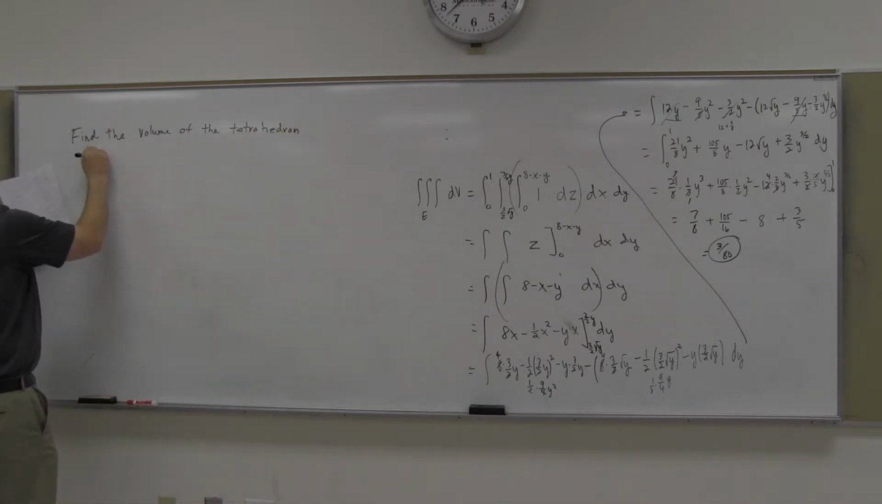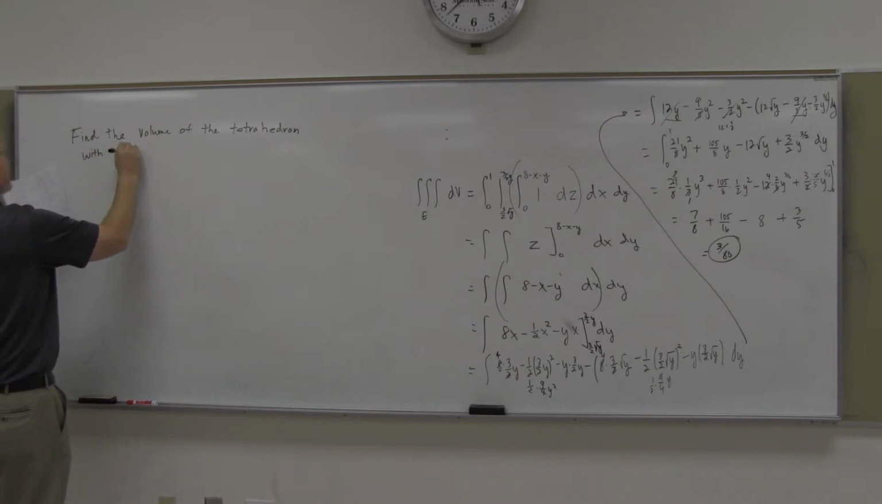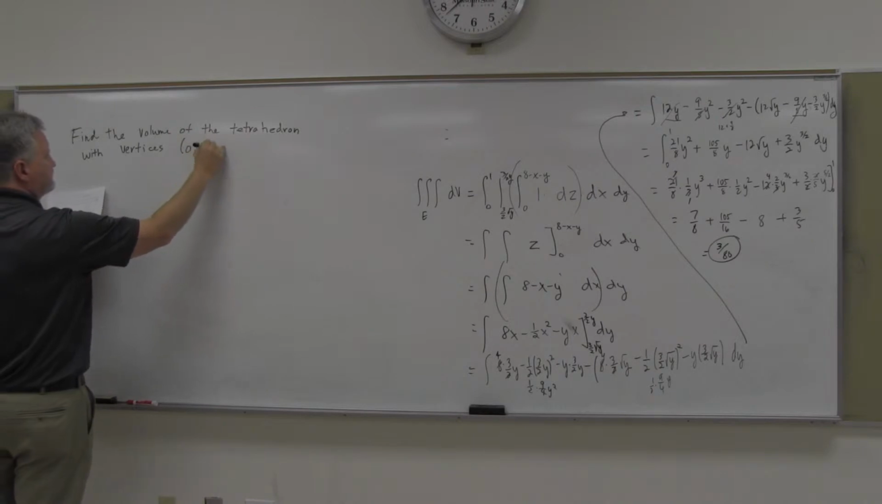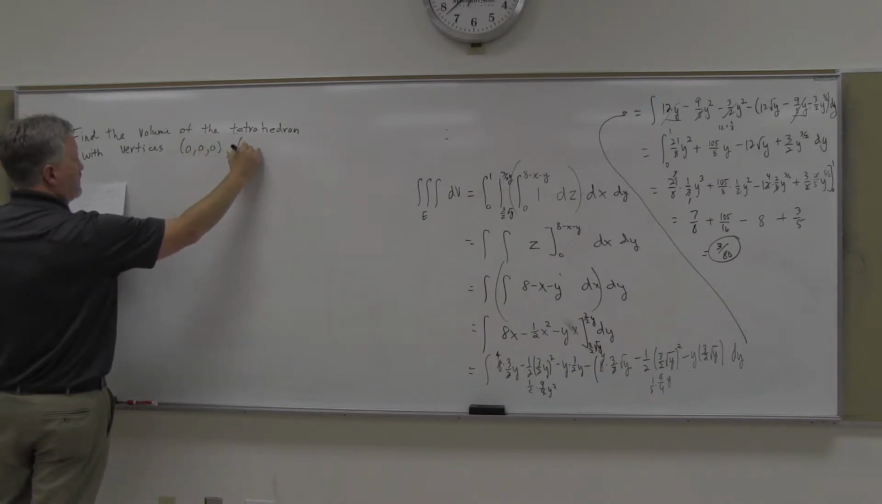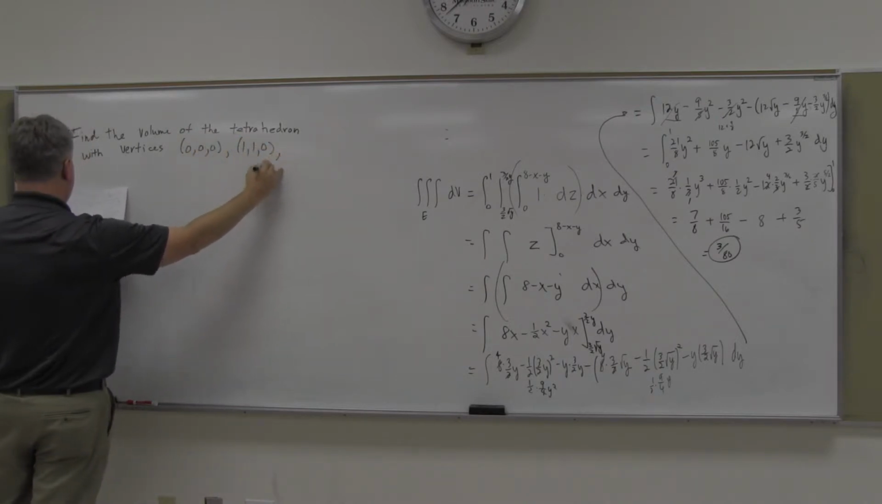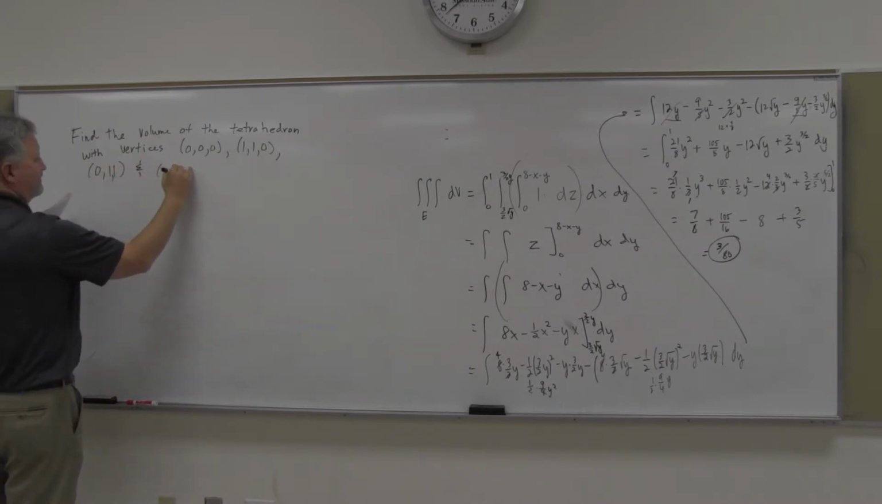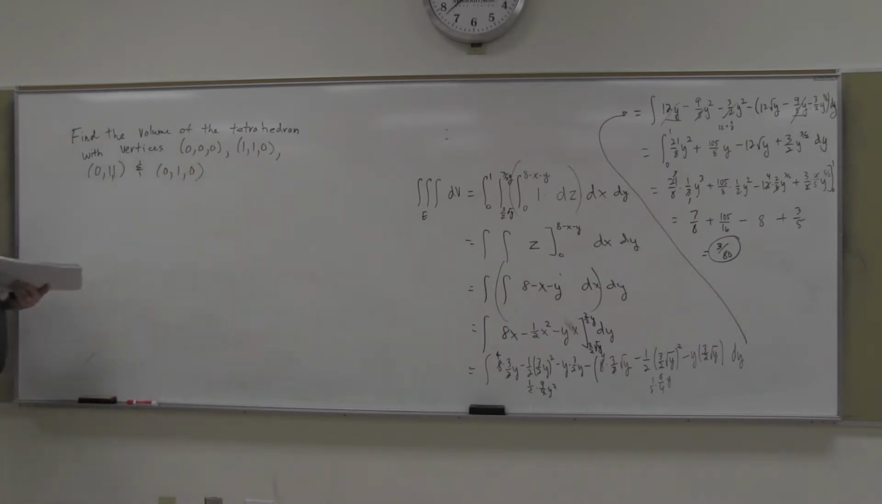With vertices 0, 0, 0; 1, 1, 0; 0, 1, 1; and last but not least, 0, 1, 0. Four-sided tetrahedron pyramid, in a word.